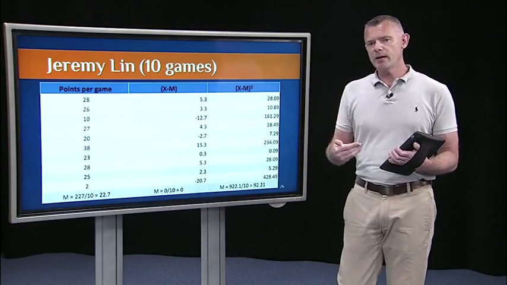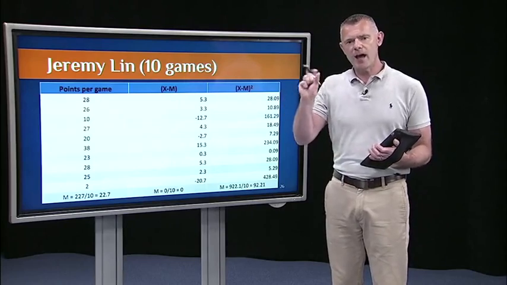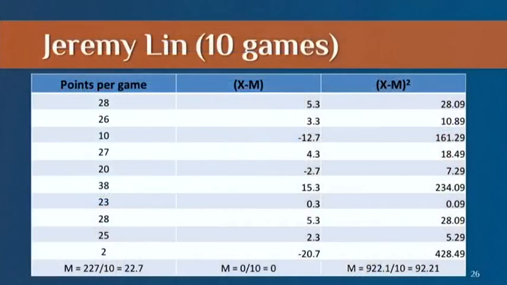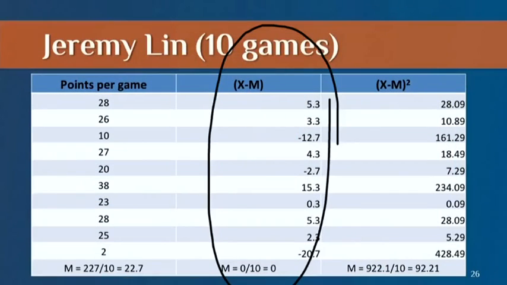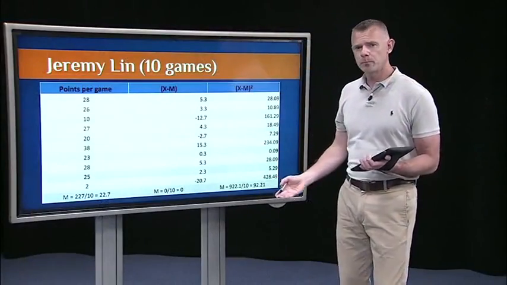To calculate variance, we then have to look at each individual game and see how much he differs from his average. So this middle column is what we call deviation scores. We just take points per game for that one row and subtract out his mean. So the first one is 28 minus the mean, 22.7, which is 5.3. We go down and do that for each row.